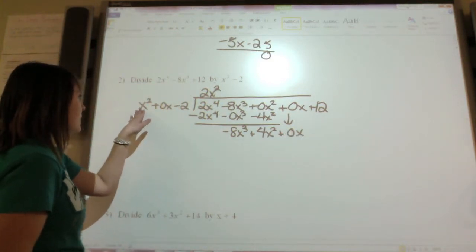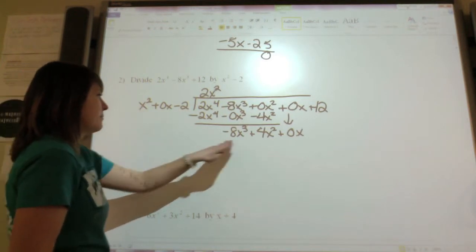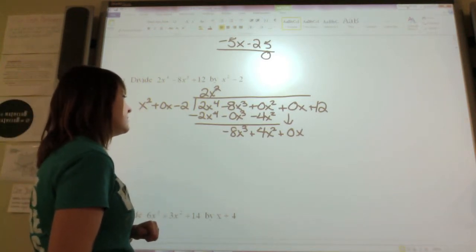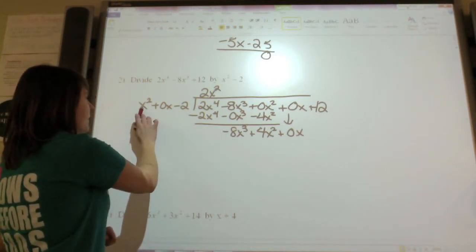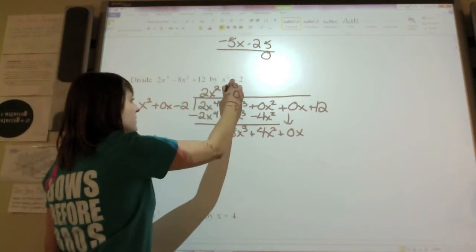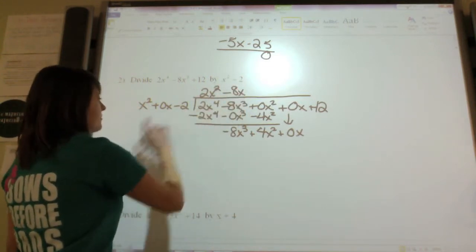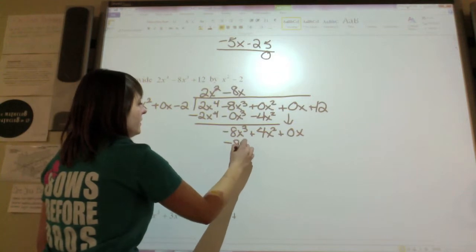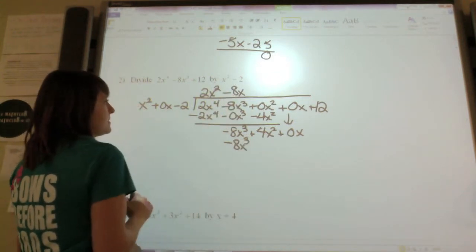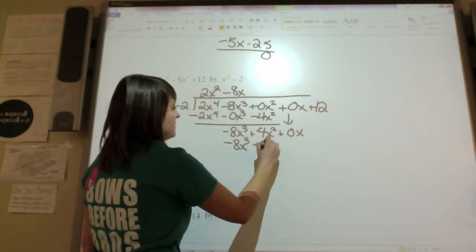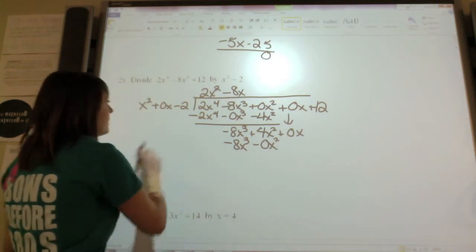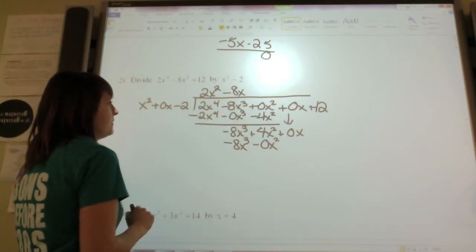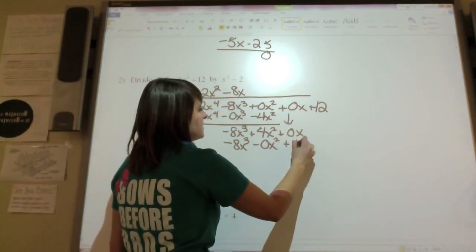Now I go through again, I say, what do I need to multiply x squared by in order to get negative 8x cubed? So I need to multiply this by negative 8x. Now I go through and multiply, so this gives me negative 8x cubed. 0 times negative 8x gives me 0x squared. Okay, negative 2 times negative 8x gives me plus 16x.